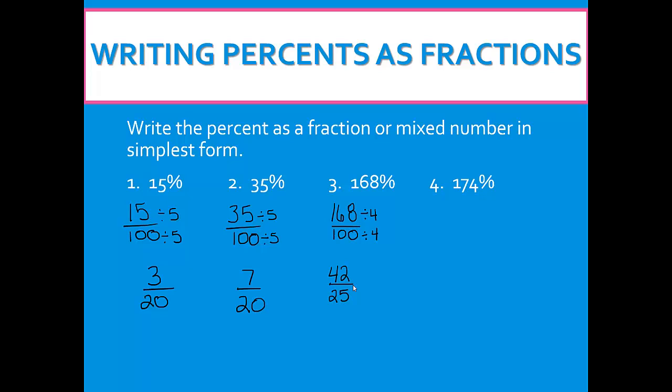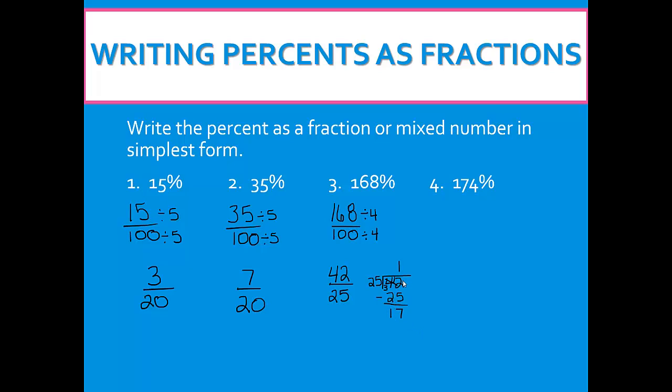Now we need to convert this to a mixed number. We can do this by dividing. So we'll have 42 divided by 25. 25 goes into 42 one time, and 1 times 25 is 25. Now we need to subtract. We can't do 2 minus 5, so we'll need to borrow from the 4 and make it a 3. And the 2 then becomes a 12. 12 minus 5 is 7, and 3 minus 2 is 1.